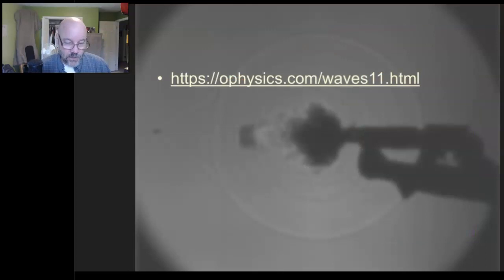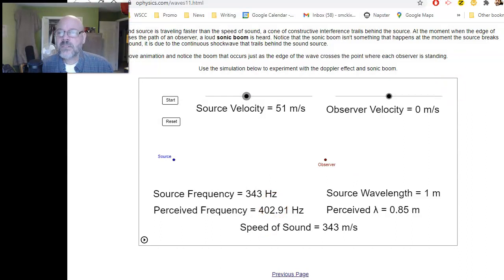Okay, now I want to talk a little bit about Doppler shift, just to build on what you learned in your soft chalk, okay? With the Doppler shift, the pitch is going to go up or down depending on what's happening. So here's a nice simulation, and there's a link to this in eLearn, and I recommend that you go play with it for just a few minutes. You need to build some intuition about how these things are behaving, okay?